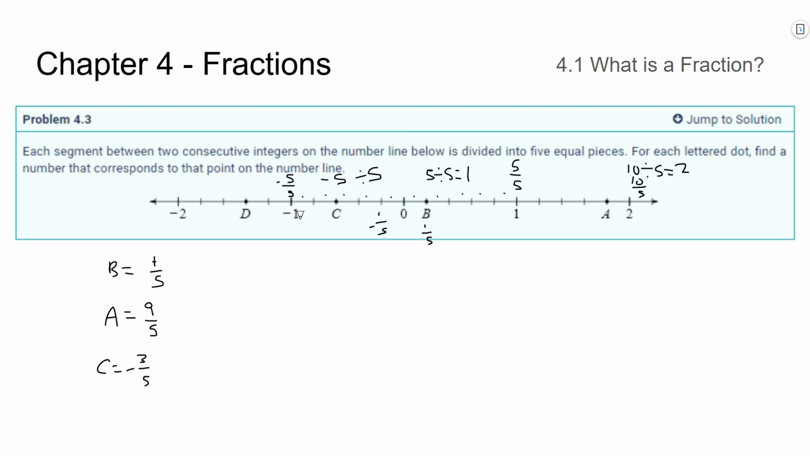So again, at negative 1 here, we're at negative 5/5, and just like we did for A, continuing to count on, we can have negative 6/5 and negative 7/5. So D would be negative 7/5.